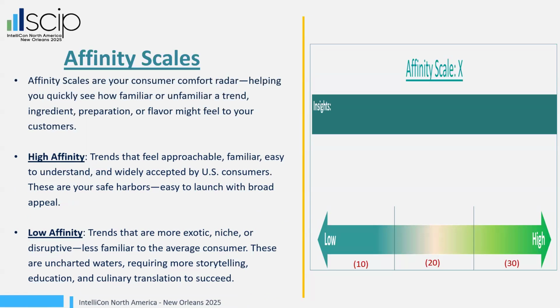If it's low affinity, it gets a lower score. It does not mean it's bad. It just means it might be a little more unusual, niche, exotic, or disruptive. It also might be a newer kid on the block, right? So people are not as familiar. And you may not be able to get a hold of this item as easily, and that might be another reason why something might score low.